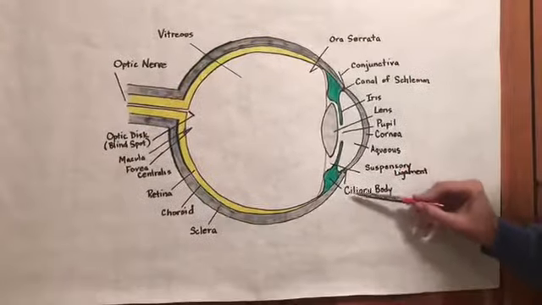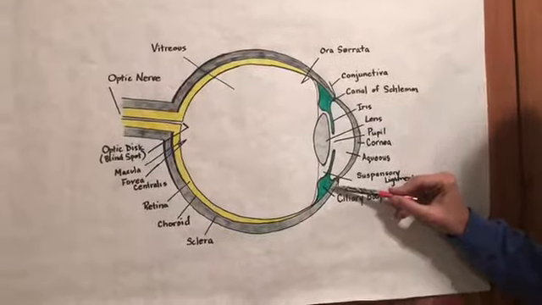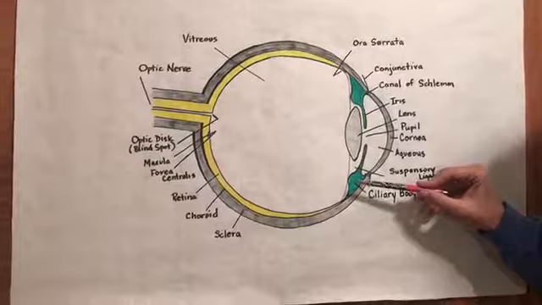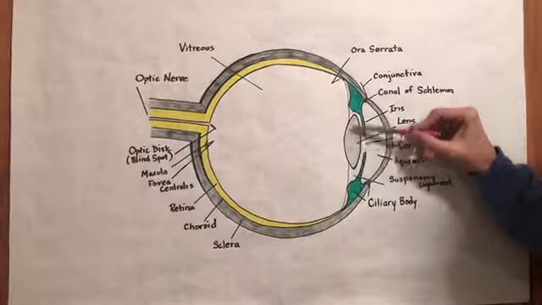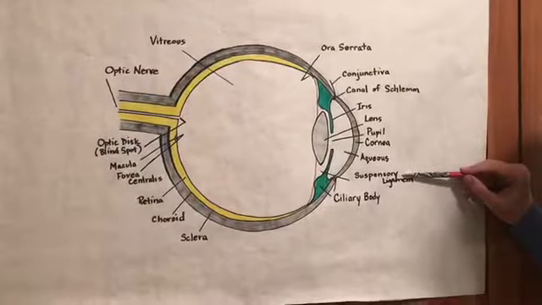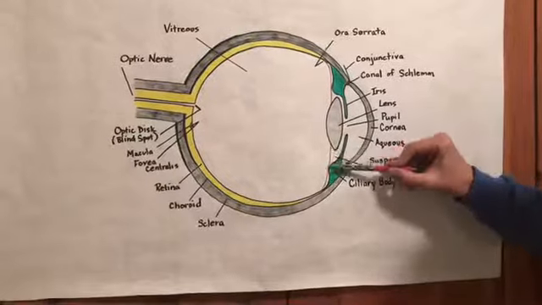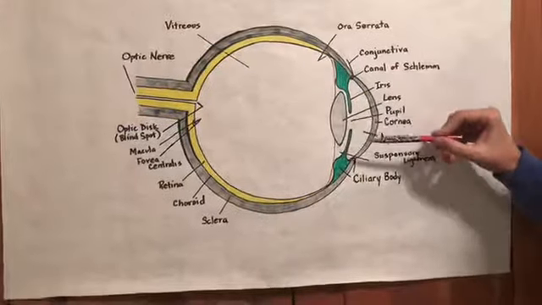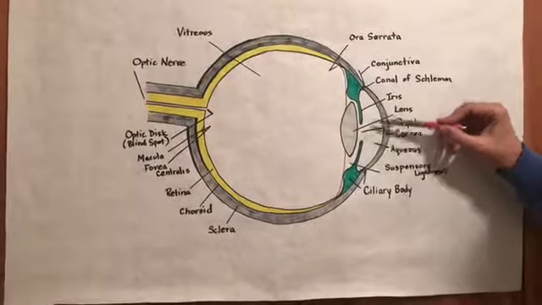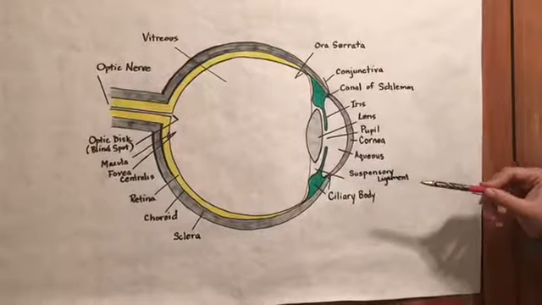Okay, and then now we're going to talk about the ciliary body. These are the muscles that control focus, the accommodation of the eyes. So this is the muscle that helps control the focus of the lens. Next we have the suspensory ligaments. These are long, thin fibers, this right here, the little brown fibers that connect the lens to the rings of the muscles.